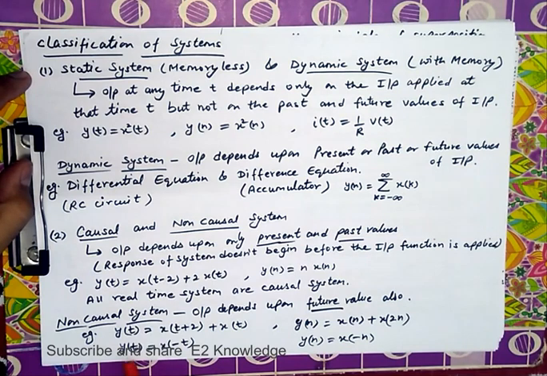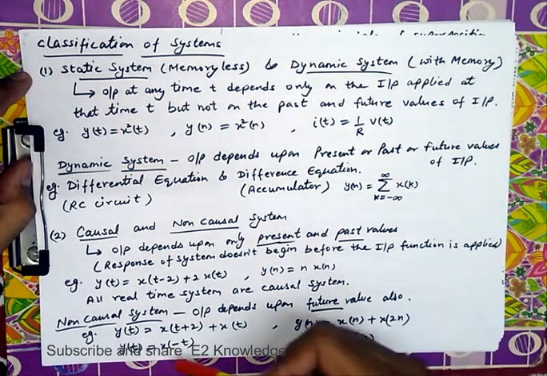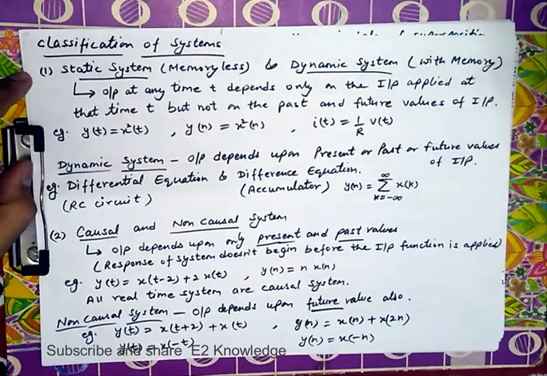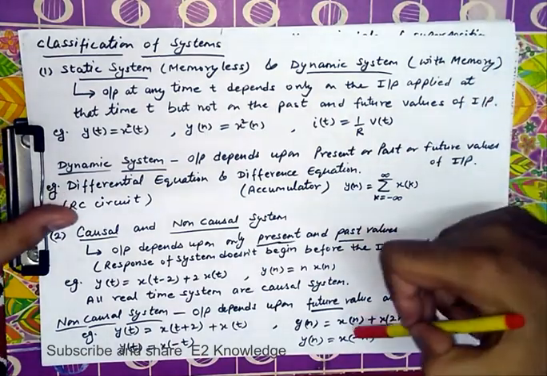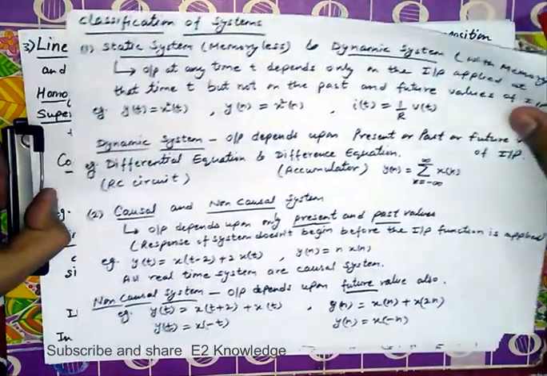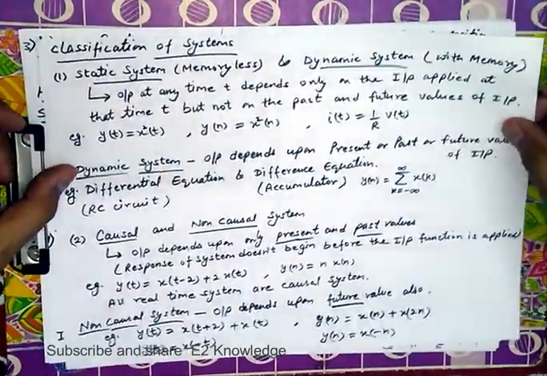For example, y(t) = x(-t). Suppose at t equal to minus 2, the equation becomes x(2). That is, at t equal to minus 2, we must know the value of x(2), which is a future value. Similarly for x[n]. So these are causal and non-causal systems.